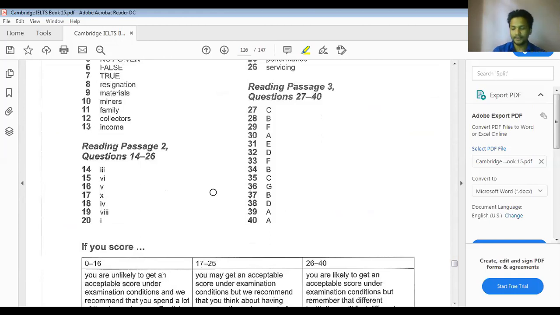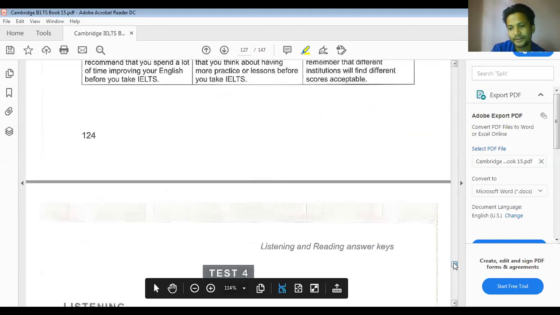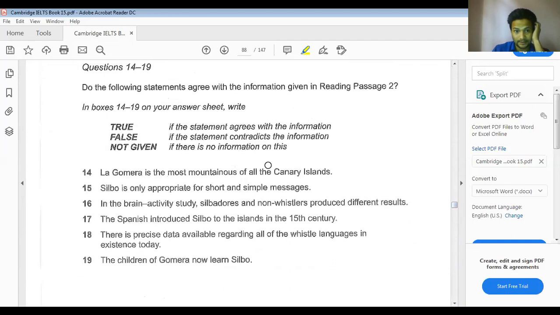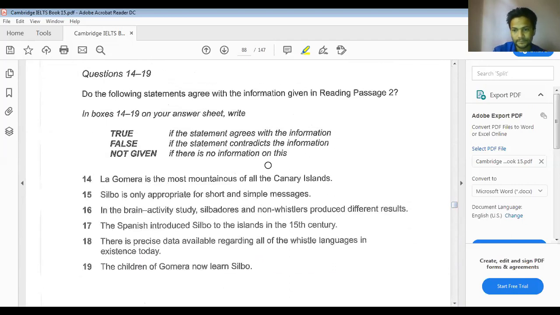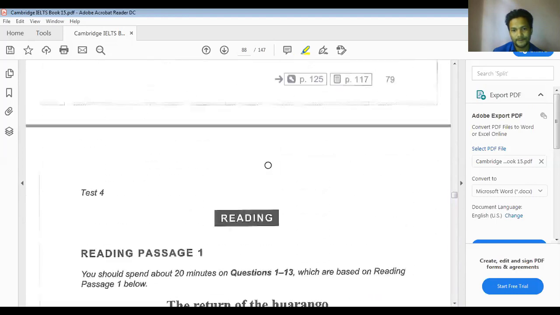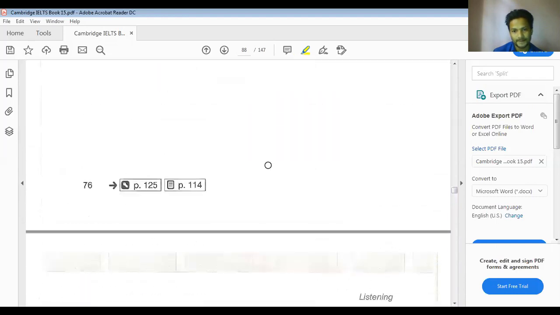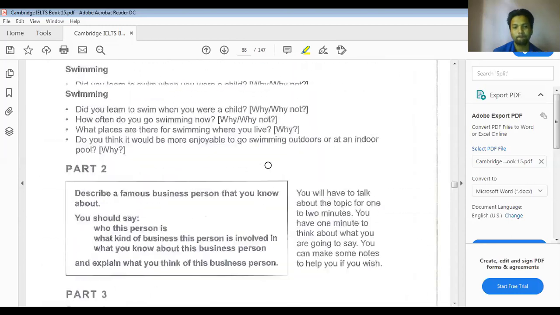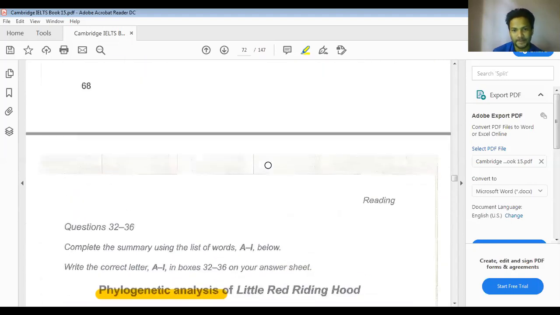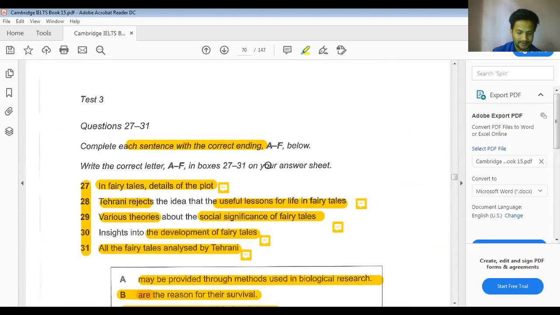Either we get 10 or not out of these 14. If you get 10, then we get 36. 36 is band 8. We have already got all the answers from passage number 1 and 2. Where was it? It was here somewhere. Okay, here is the answer. Now let's measure from the top. I'm going to check the answers. You guys can just pause it and check.